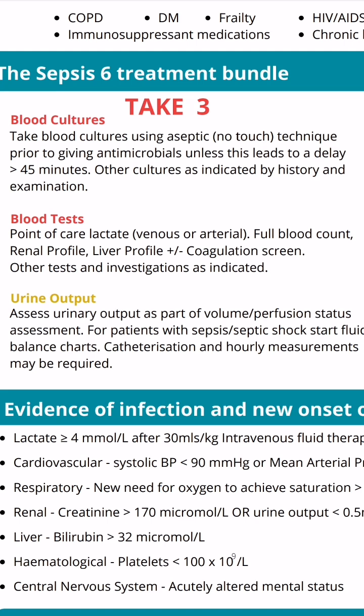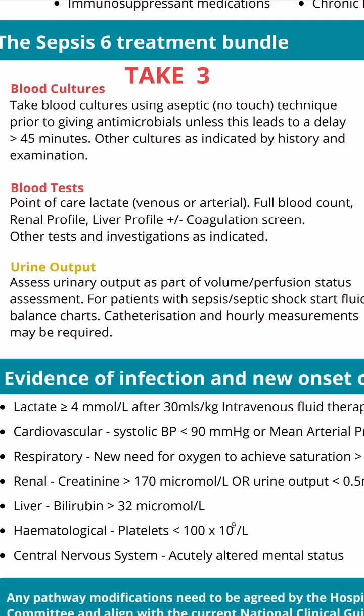And then after, a renal profile. In the renal profile, we will check the urea, creatinine, BUN. Liver profile, we will check HGPT. And lactate. Then after coagulation screen, we will check PT, PTT, INR. Other tests and investigations as indicated.